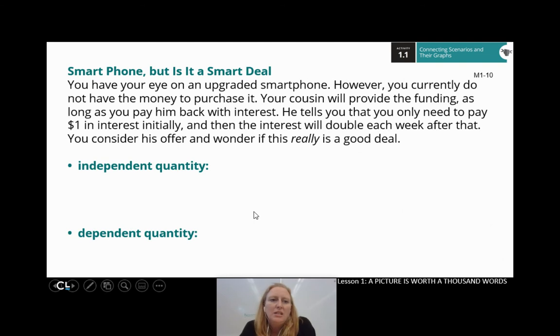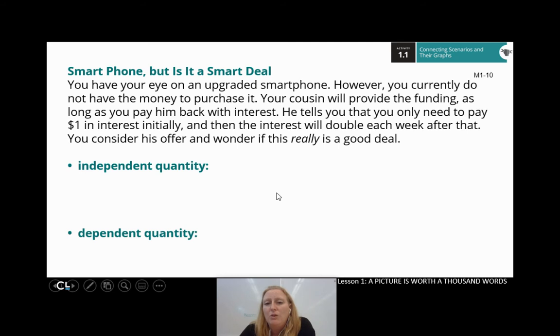Next, smartphone. But is it a smart deal? I don't know. You have your eye on an upgraded smartphone. However, you currently do not have the money to purchase it. Your cousin will provide the funding as long as you pay him back with interest. I'd be questionable about that cousin. He tells you that you only need to pay $1 in interest initially, and then the interest will double each week after that. Consider his offer and wonder if this was really a good deal.